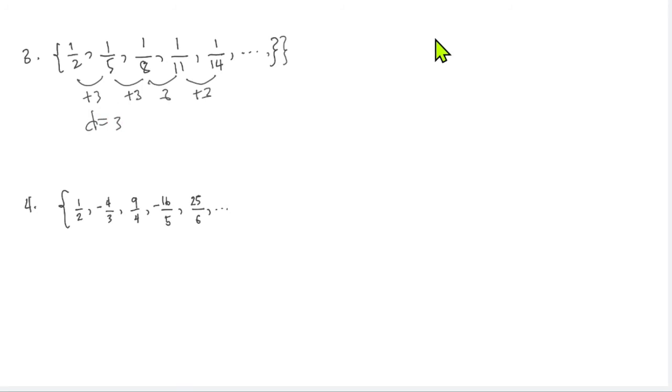If we get the reciprocal, we get an arithmetic sequence: 2, 5, 8, 11. So what do you call this kind of sequence?